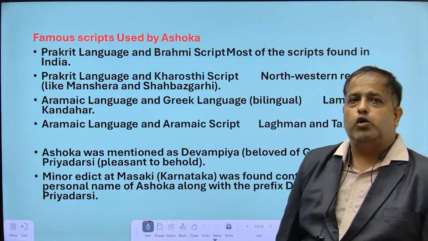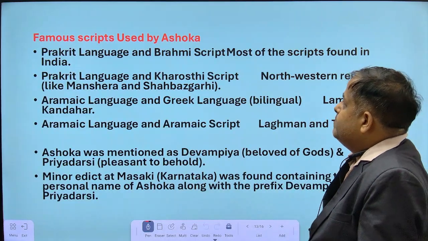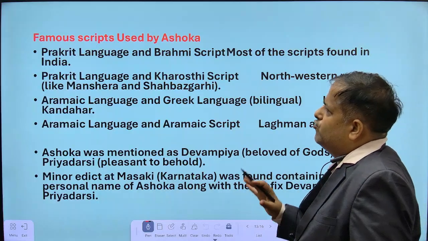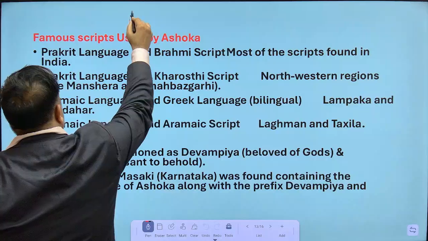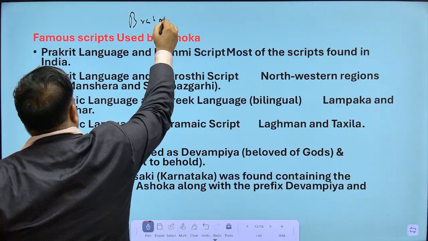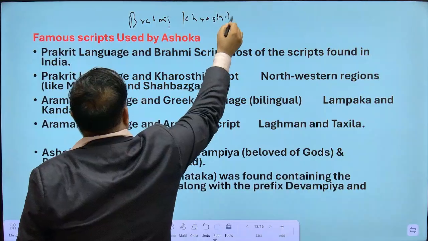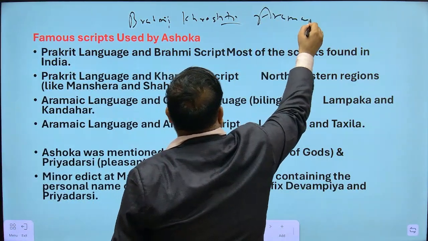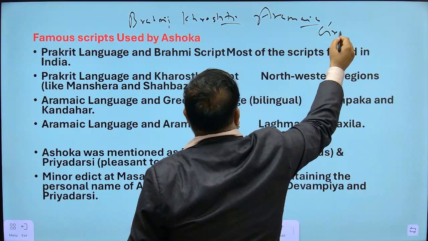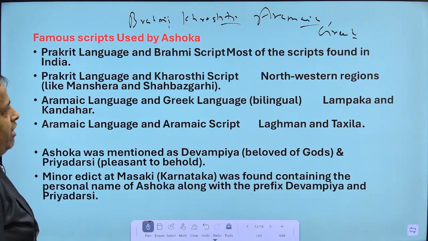Famous scripts. Now we talk about the scripts used by Ashoka. Basically Ashoka used four scripts: Brahmi, Kharosthi, Aramaic and Greek. So, beta, these scripts also have a language part.